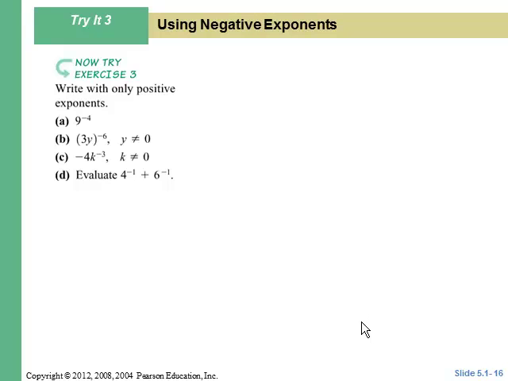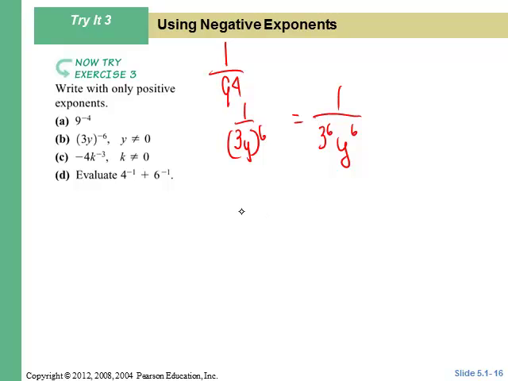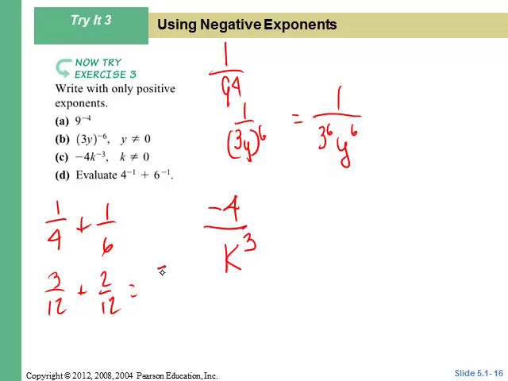How about these four? This is 1 over 9 to the 4th. This is 1 over 3y to the 6th, which is 3 to the 6th, y to the 6th. This is negative 4 over k to the 3rd. And then last one, this is 1/4 plus 1/6. Make them both 12ths. That's 3 12ths plus 2 12ths is 5 12ths.